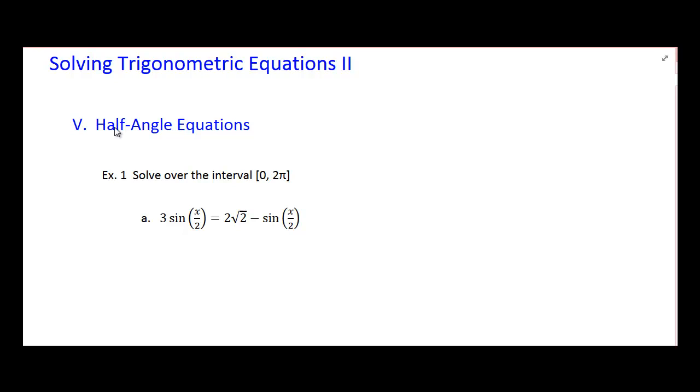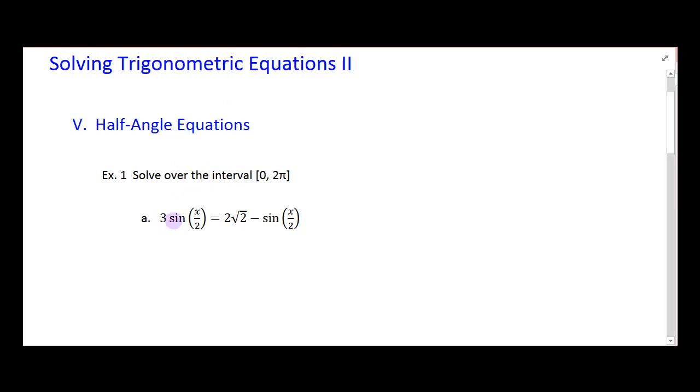In this video, we're going to continue our discussion on solving trig equations, and we're going to deal specifically with equations that have half angles in them. So let's take a look at this first example that I have down here, where I want to solve this equation over the interval between 0 and 2 pi.